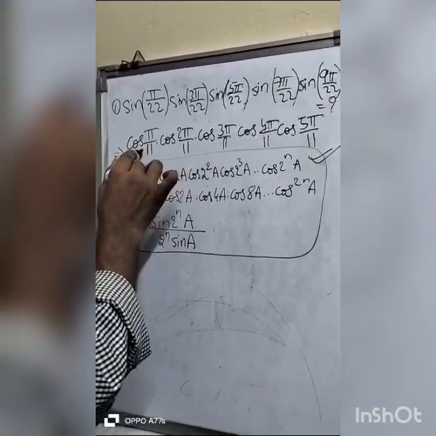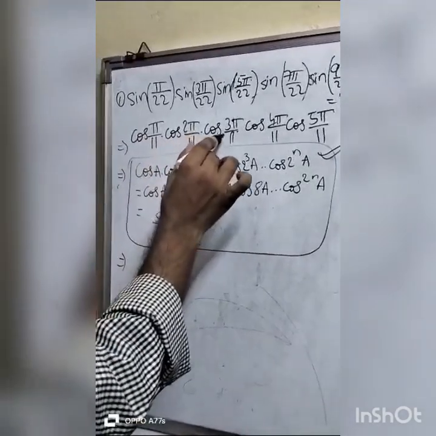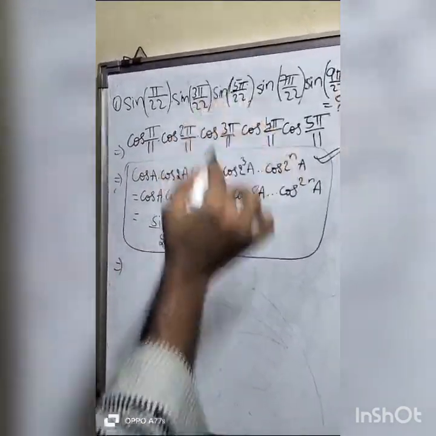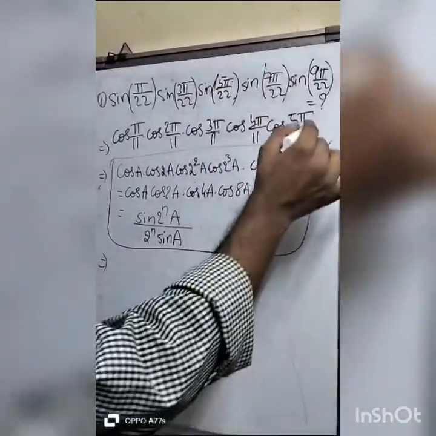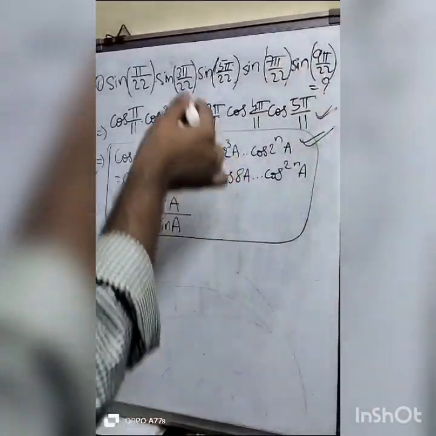Now the resultant is cos pi by 11 into cos 2 pi by 11 into cos 3 pi by 11 into cos 4 pi by 11 and into cos 5 pi by 11. So this is what we got from this expression.